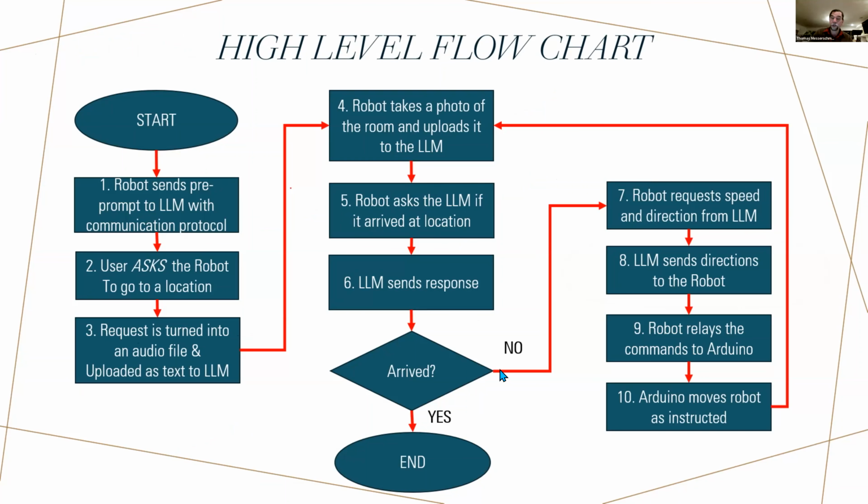So this is the high-level flow chart. The robot sends a pre-prompt to the LLM with the communication protocol. You have to know how you're going to talk back and forth, what means what. Simple enough. The user asks, and I mean verbally, to go to a location. The request is turned into an audio file and then uploaded as text to the LLM, although ChatGPT can take audio files. That's later. The robot takes a photo of the room and uploads it to the LLM.